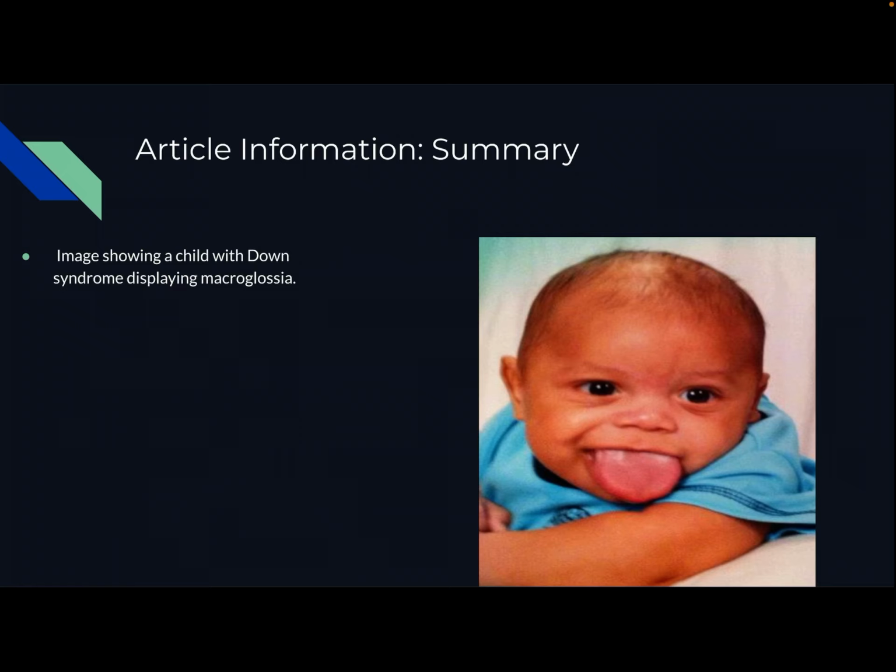Here in this picture, one can see a child with Down syndrome. You can note the large tongue showing macroglossia that can obstruct the airway and pose difficulty.